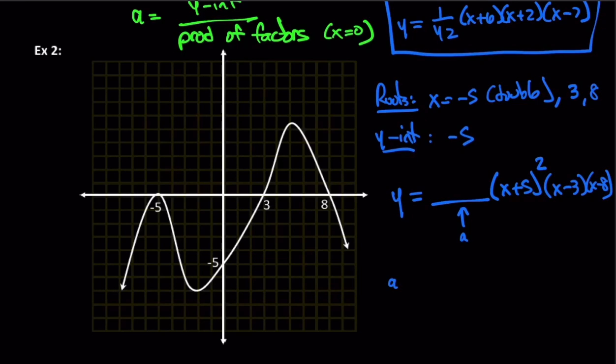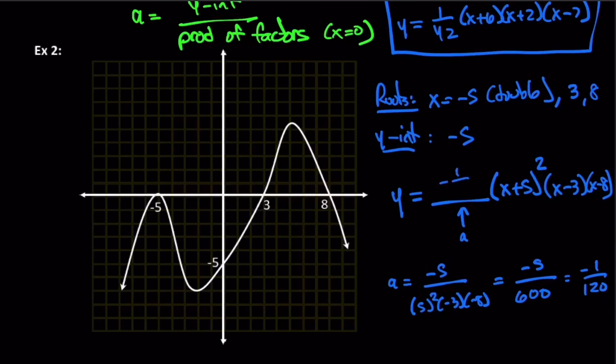How are we going to get our value of A? It's going to be the y-intercept, -5, over the product of factors. So basically what we do is we set all those x's equal to 0 and multiply what's left. That's going to be 5 squared times -3 times -8. So I get -5 over, and do some quick mental math here, that is 600. And 5 goes into 600 120 times, so this is -1 over 120. So there's your equation.